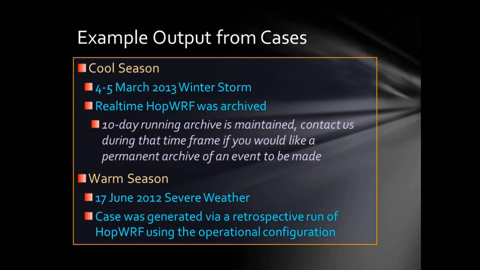So just very quickly, to give you a flavor of what some of the output would look like, I have a couple of examples. One is from March, a cool season case. I did want to mention that we do keep a 10-day running archive. So if there's an event and you'd like the images or the information saved off, I can go in and store that event. And then there's a warm season event. Well, the unfortunate thing is we haven't had anything this year yet, so I had to go back and do a rerun of a case from last year. So it's June 17th, but not the June 17th. This is just from 2012.